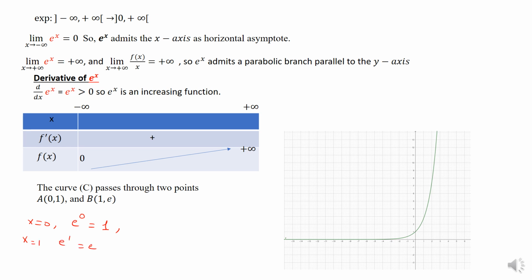So let's move to the graph. The function has the x-axis, or y = 0, as horizontal asymptote. It passes through the point (0, 1), then it increases, having a parabolic branch parallel to the y-axis.